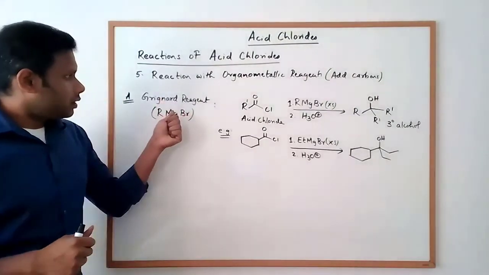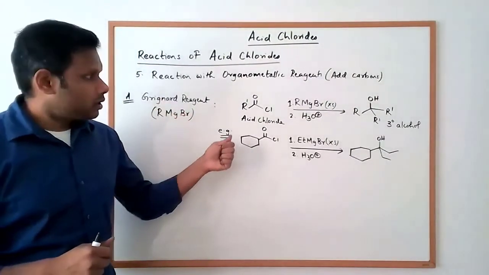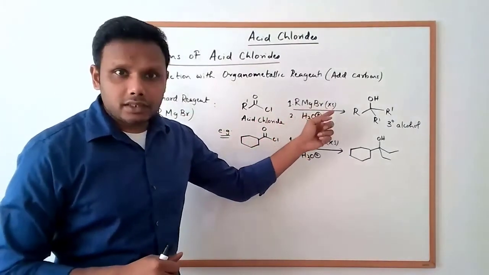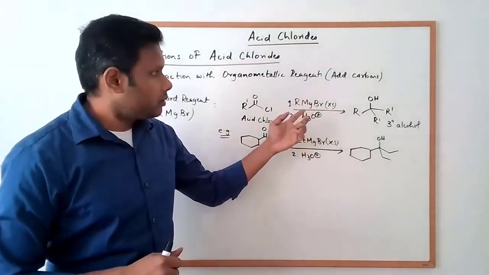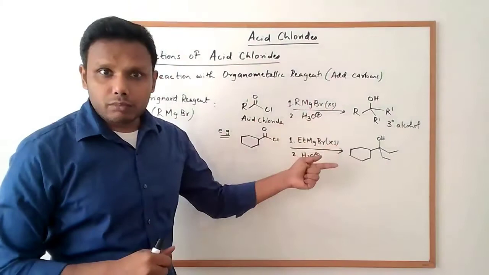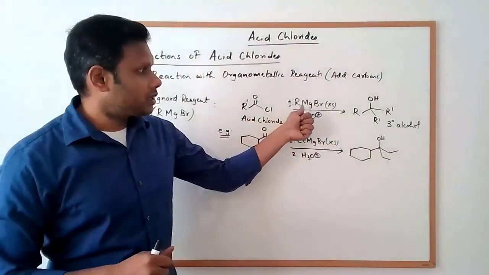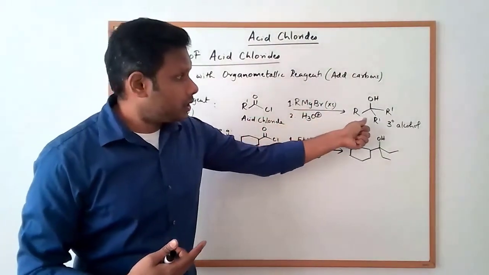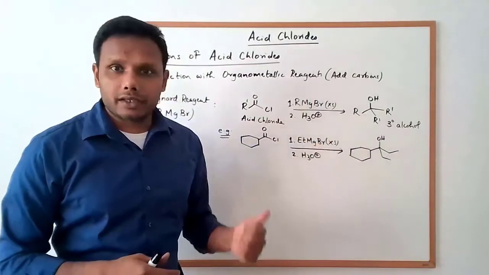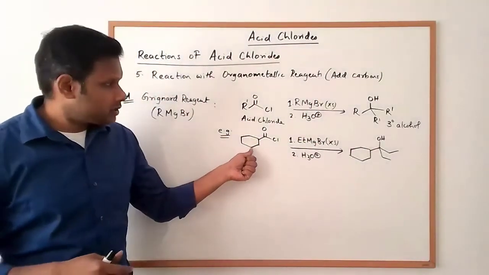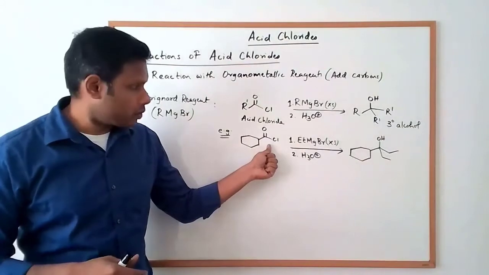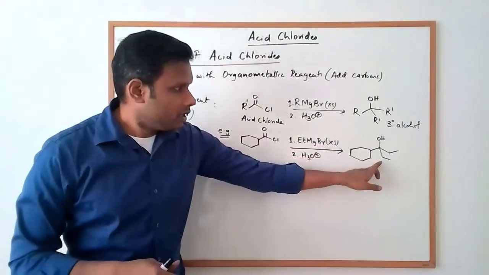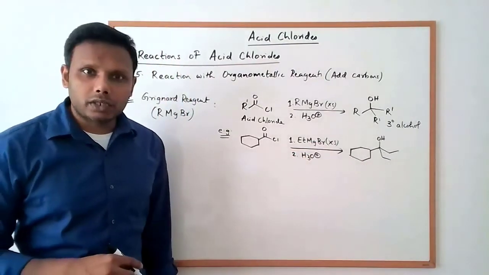Now, when an acid chloride reacts with a Grignard reagent, a general scheme for the reaction involves excess Grignard reagent. Again, we will talk about this when we get to the mechanism, but when an acid chloride reacts with an excess of a Grignard reagent followed by an acidic workup, you get a tertiary alcohol as your product. So for example, when this cyclohexyl carbonyl chloride reacts with ethyl magnesium bromide in excess followed by an acidic workup, it gives us the tertiary alcohol that's shown.